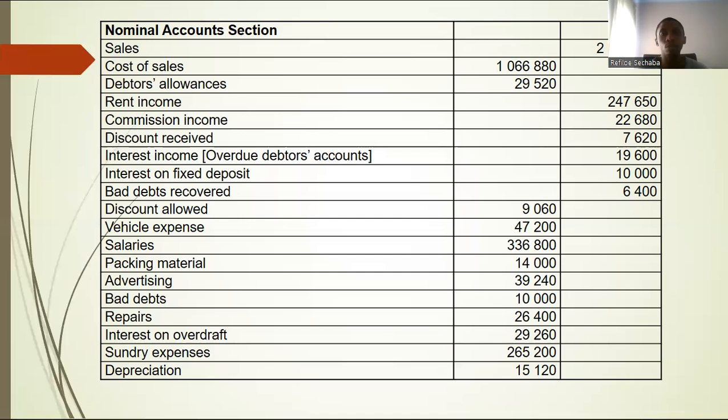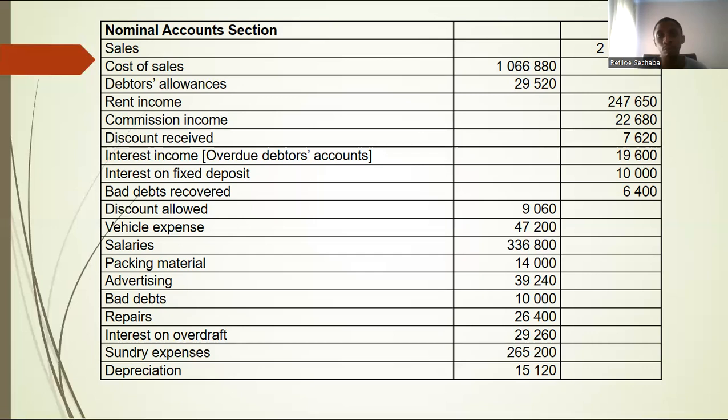We've got discount received of 7,620. Interest income on overdue debtors of 19,600, as well as interest on fixed deposit of 10,000. Those two will be part of your interest income. You won't record them under operating income, but you will record them right at the bottom of your statement of profit or loss. And then we've got bad debts recovered.